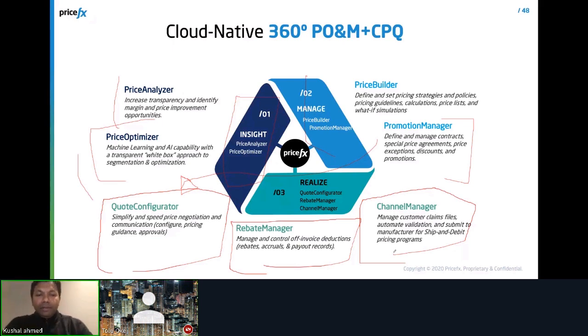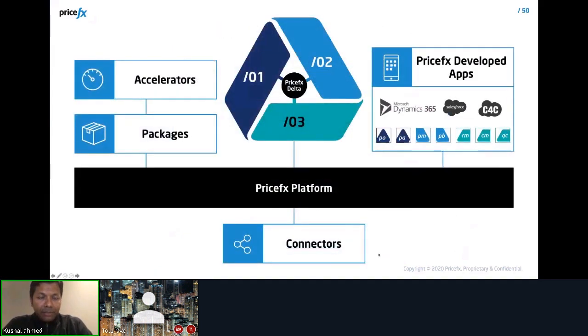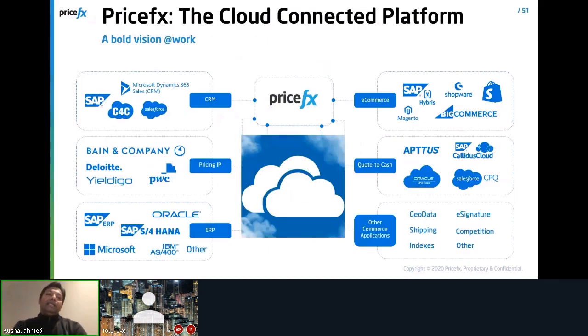Okay, let me show you one thing here. Price effects, as you can see, we have shown you the names of the modules: analyzer, optimizer, builder, promotion manager, code configurator, rebate manager and channel manager. Those applications are standalone applications, but they can be integrated with external systems. They can be hosted within a CRM as well.